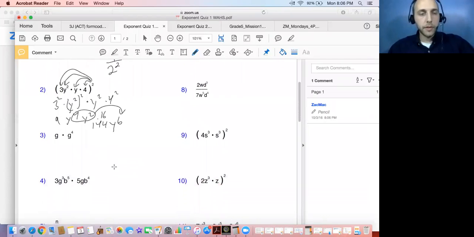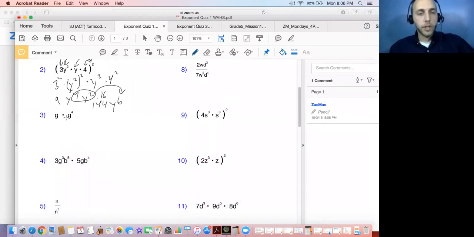Moving on, number 3. G times g to the 4th. That's as simple as g to the 1 plus 4 power, which is g to the 5th. Very nice.